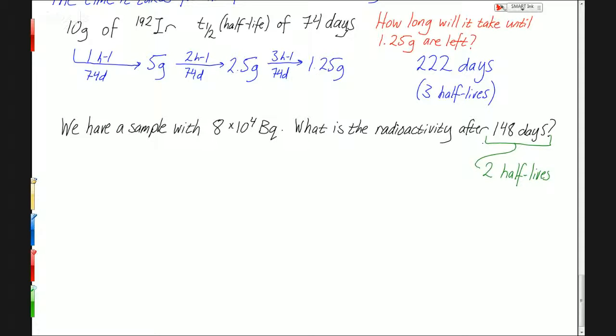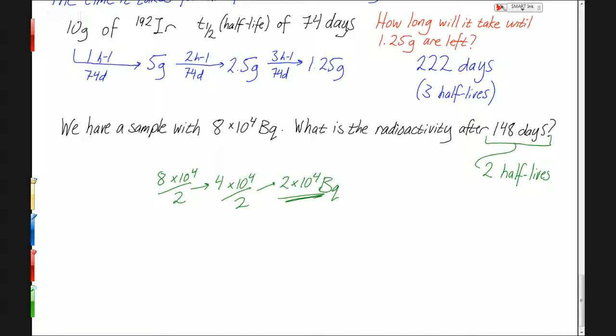So we take this, 8 times 10 to the 4th, and we're going to divide by 2. That's 1 half-life. So now we've got 4 times 10 to the 4th. And then we divide by 2 again. Here, I should not use equal signs because it's a little confusing. 8 times 10 to the 4th divided by 2 is 4 times 10 to the 4th. 4 times 10 to the 4th divided by 2 is 2 times 10 to the 4th. So after 148 days, the radioactivity is now 2 times 10 to the 4th.